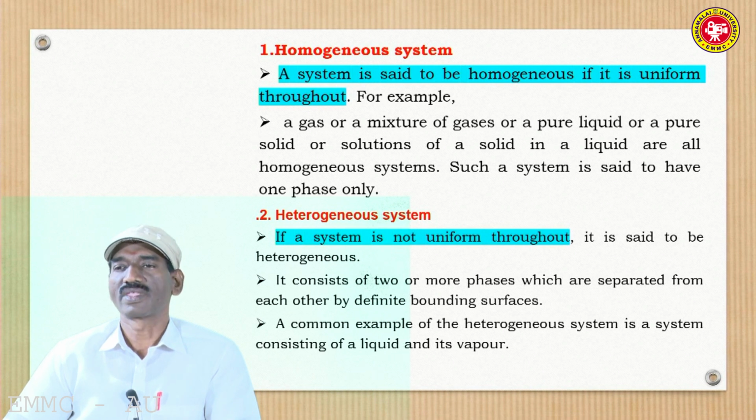Heterogeneous system. If a system is not uniform throughout, it is said to be heterogeneous. It consists of two or more phases which are separated from each other by a defined bounding surface. A common example of a heterogeneous system is a system consisting of a liquid and its vapor.